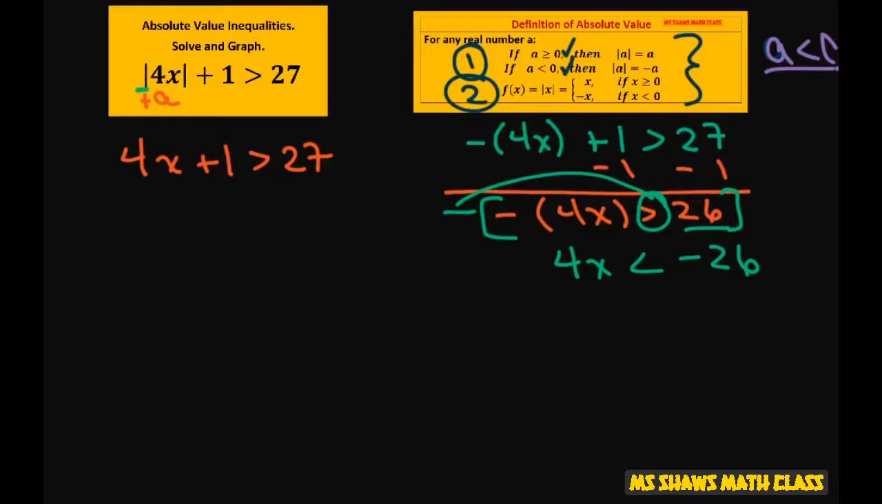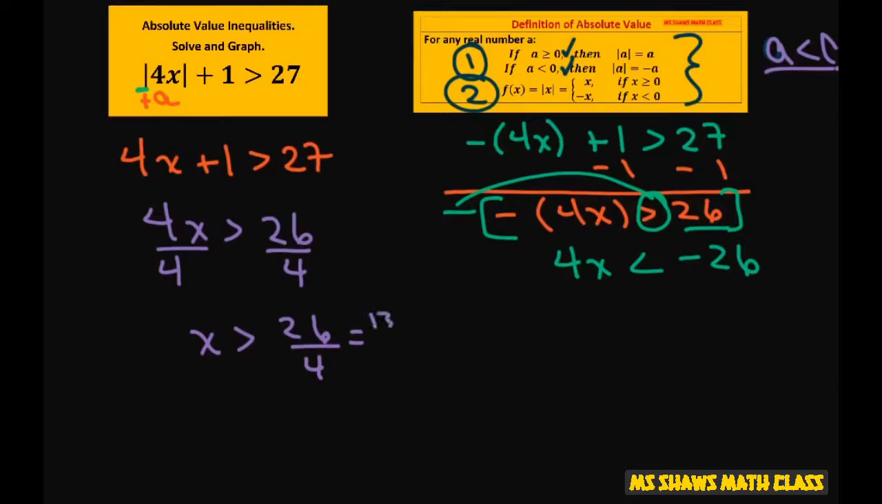All right. Now let's solve this side. So we're going to subtract the 1. So you get 4x is greater than 26. Divide both sides by 4. So x is greater than 26 fourths, which reduces to 13 halves. All right. This one, the same thing. Divide both sides by 4. So you get x is less than negative 26 divided by 4. And that equals negative 13 halves.